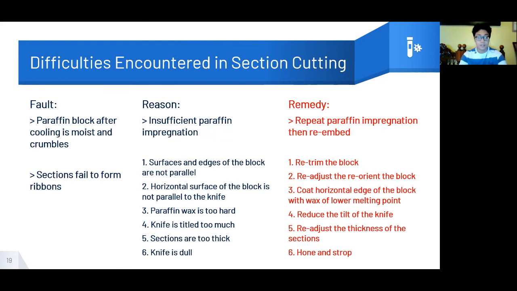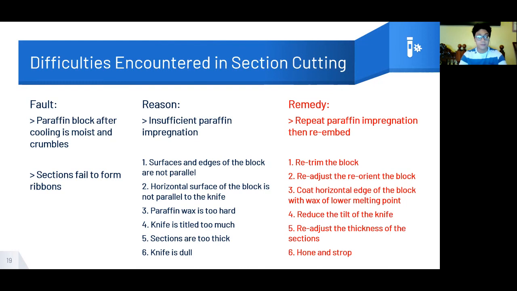And then sections fail to form ribbons. There are many reasons. First is that surfaces and edges of the block are not parallel. Remedy: retrim the block. Number two, the horizontal surface of the block is not parallel to the knife. Remedy: readjust, then reorient the block. Third, paraffin wax is too hard. Remedy is to coat the horizontal edge of the block with wax of lower melting point.